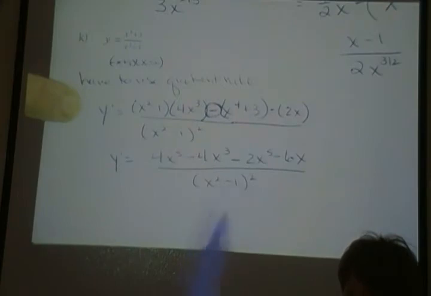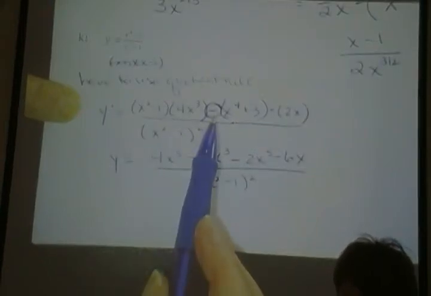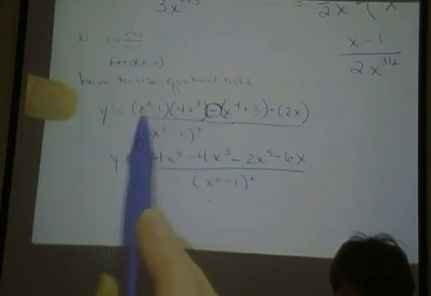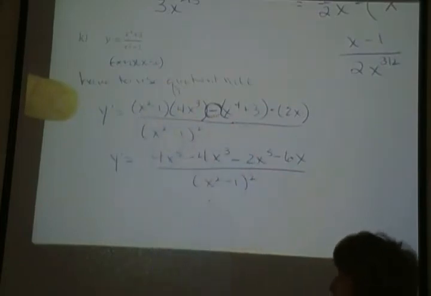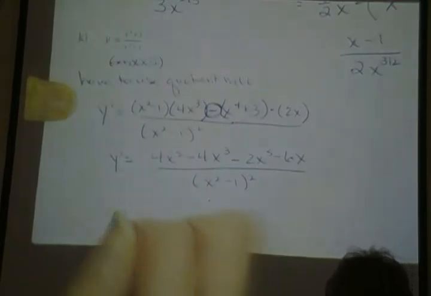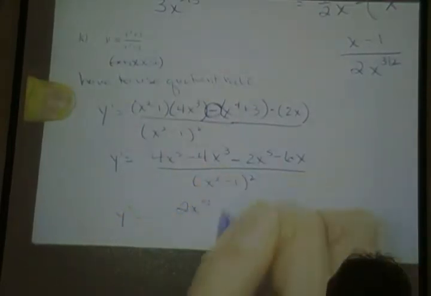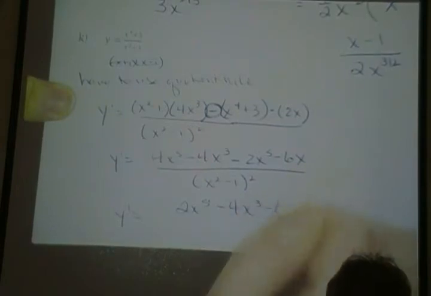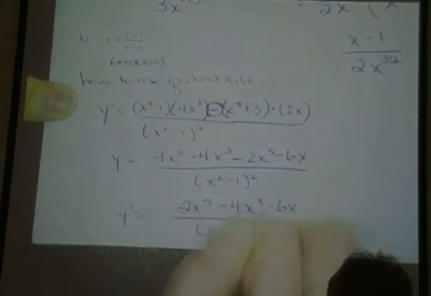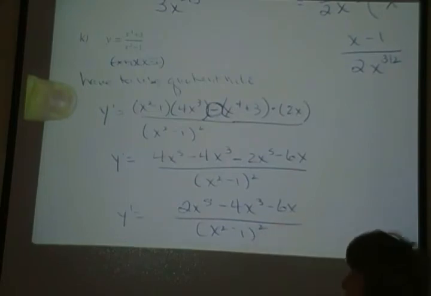Never a good idea to FOIL this out. There's never a reason to do that. The only thing you want to FOIL out or distribute out is things that you are going to be able to simplify with subtraction. So I'm going to distribute the numerator. I'm going to leave the denominator as it is. And I'm going to end up with 2x to the 5th minus 4x cubed minus 6x all over x squared minus 1 squared as my final answer.